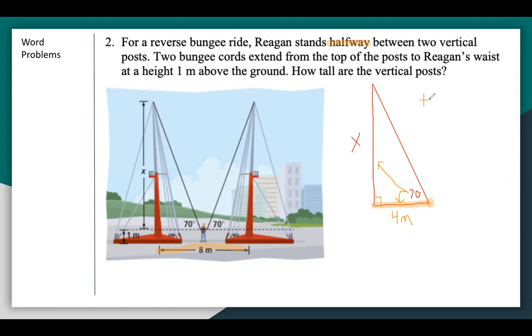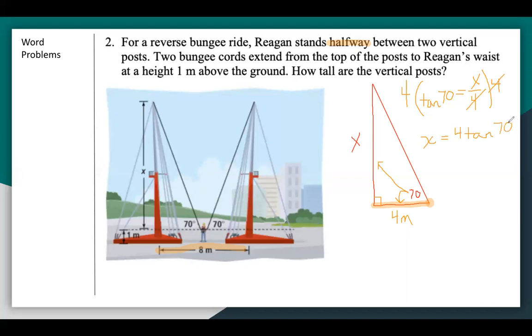So the tangent of 70 is equal to the opposite side x over the adjacent side 4. What I can do to both sides is multiply both sides by 4. That will leave me with x on the right-hand side. And so the value for x is equal to 4 times the tangent of 70.